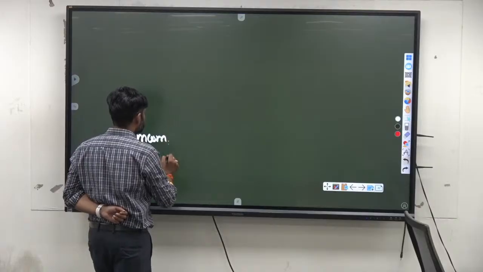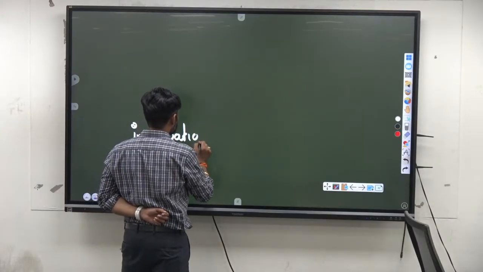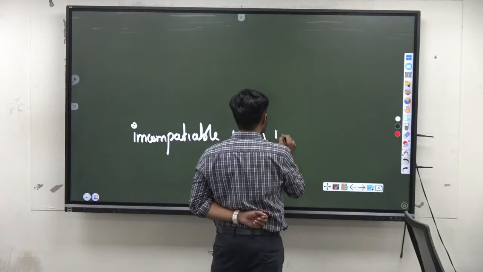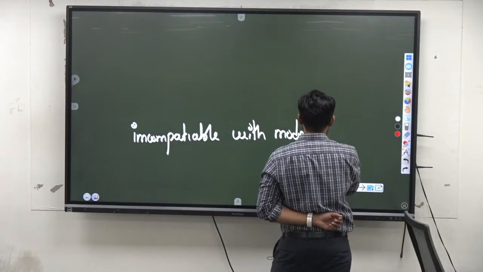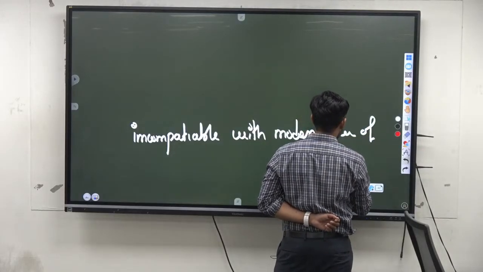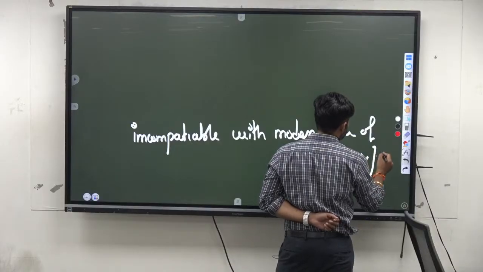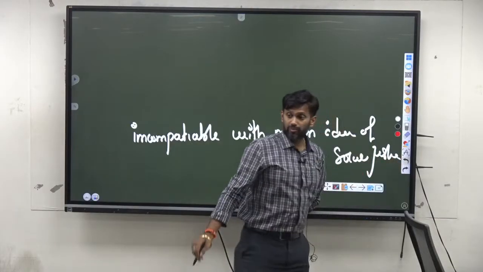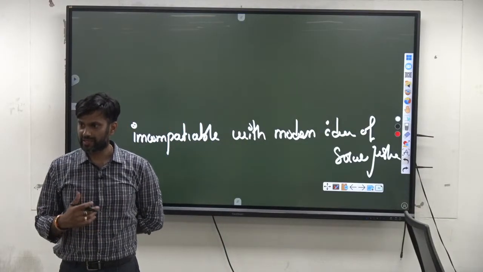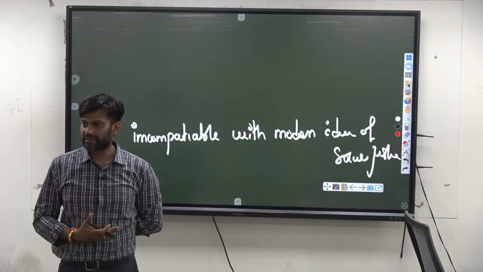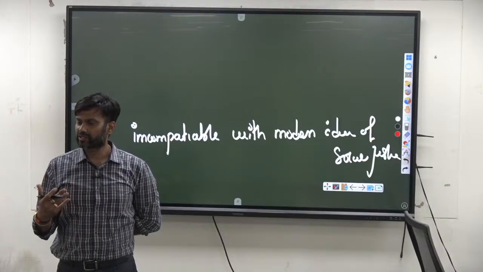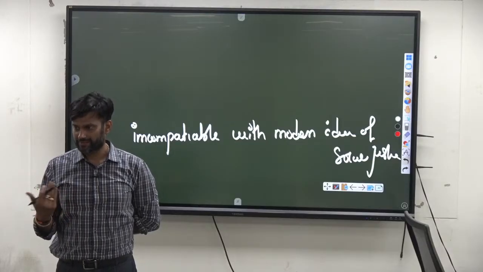It is incompatible with the modern idea of social justice, because the modern idea of social justice will not only require us to believe that inequality is natural, but it believes that there should be a principle of equity.